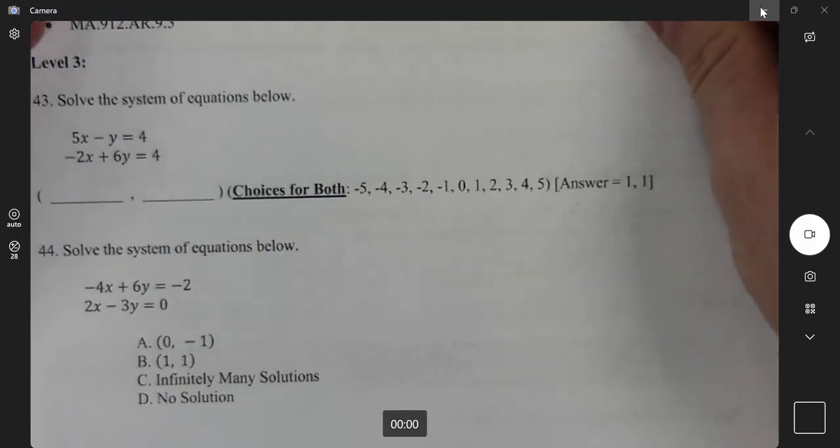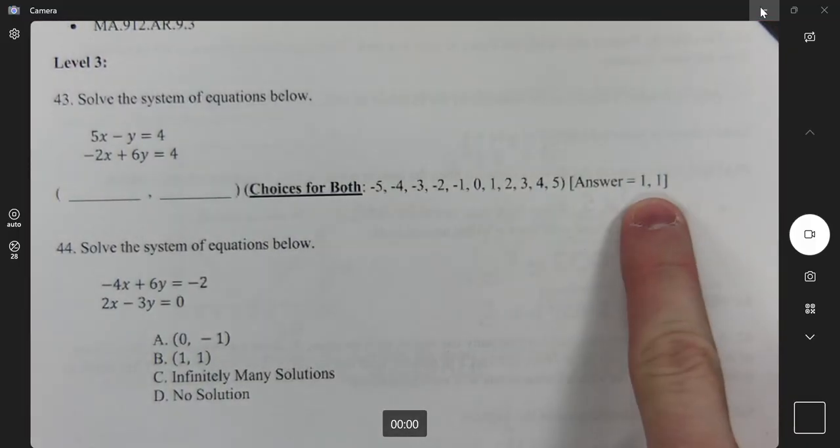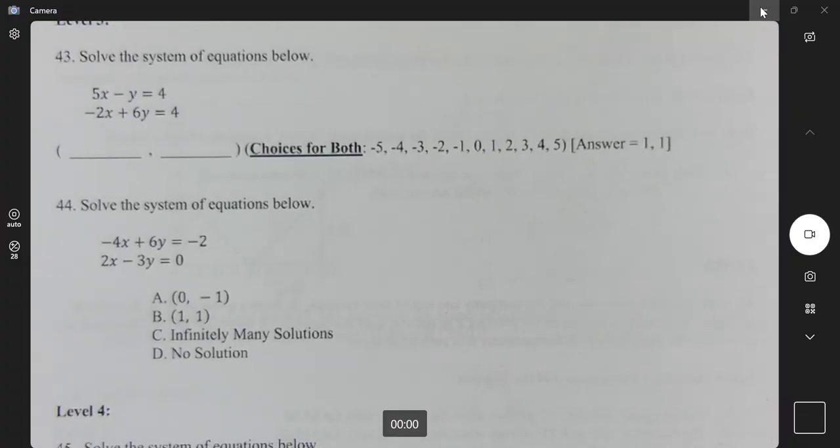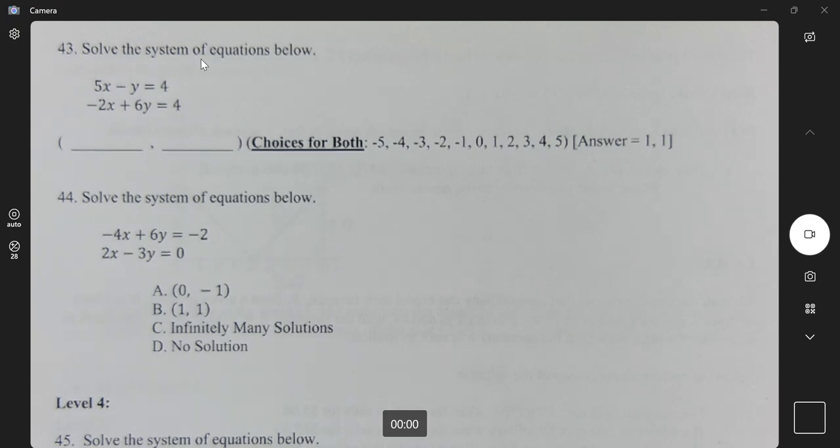number 43. Accidentally, again, has the answer here, but who cares? Because we're just learning how to solve these things using Desmos, right? So we're going to type these 2 equations exactly the way they sit into Desmos. You don't need to get y by itself or anything. Desmos is great for that. Just type exactly what you see.